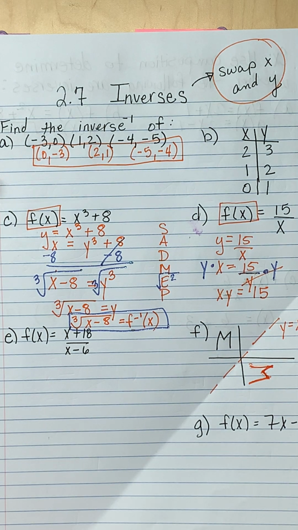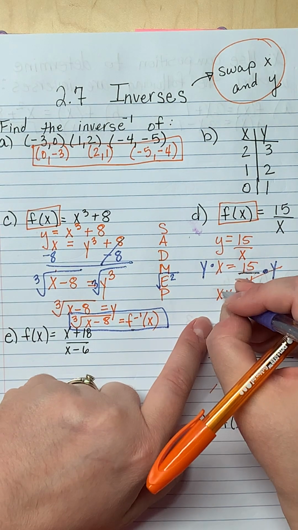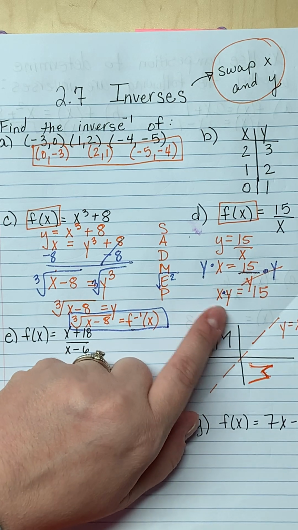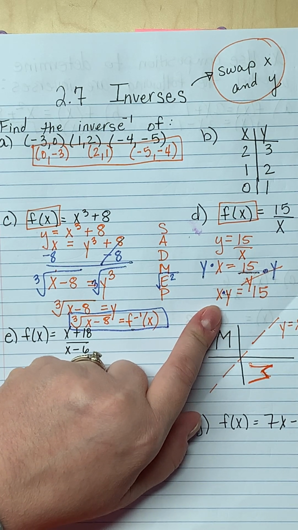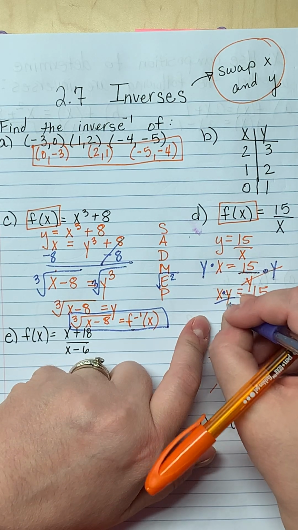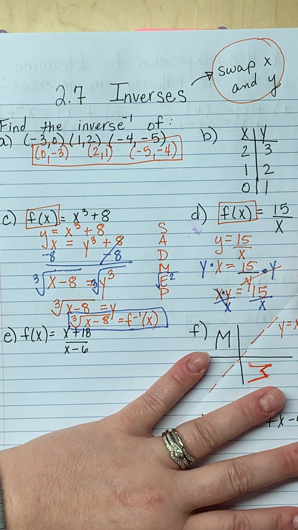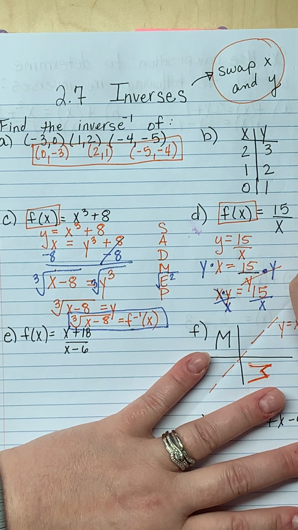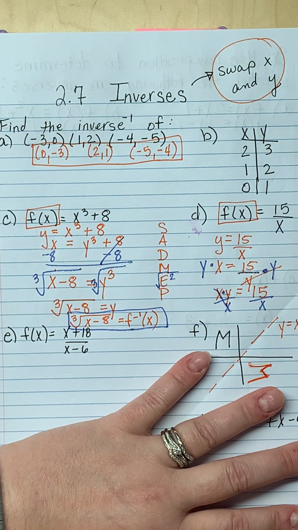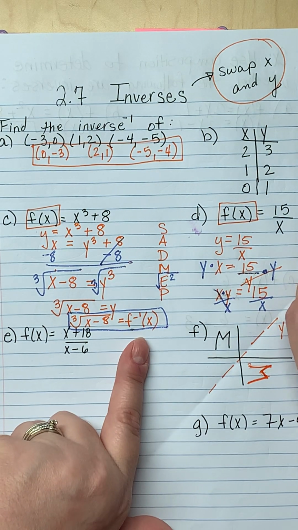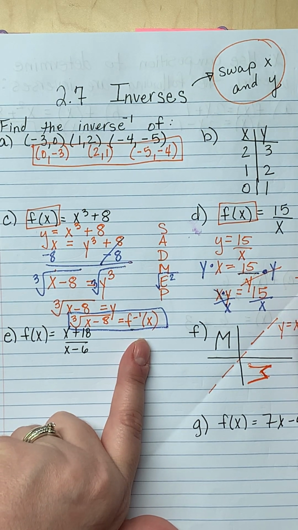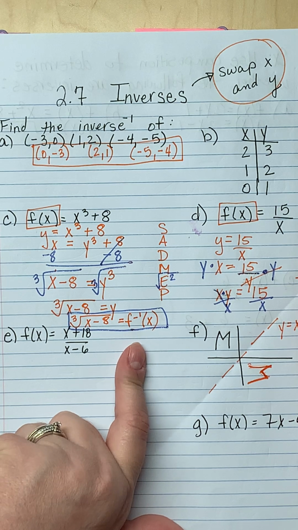Now finish it. We're trying to get y by itself. So this x is multiplying with the y, so the opposite of multiply is divide. So we get y equals 15 over x. And then to show that this is the inverse, we're going to put that funky f negative 1 of x equals 15 over x.